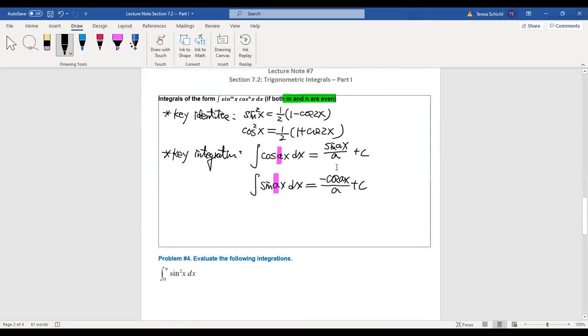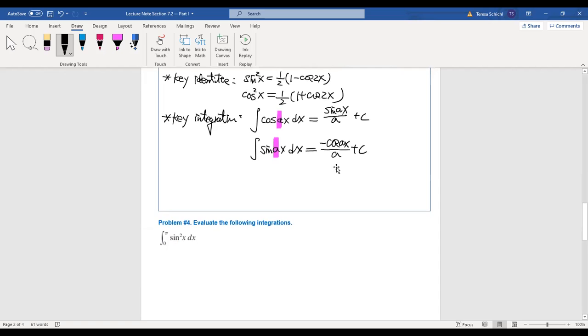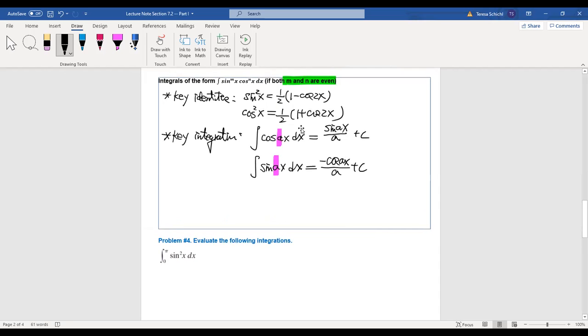Okay, let's take a look at what I need to do here. What do I mean? So here I have sine squared x. This is even. Because this is even, I cannot take out one, because if I take out one, the remaining power will be odd, and for the odd I cannot use the Pythagorean identity. That's why we need to use the half angle formula.